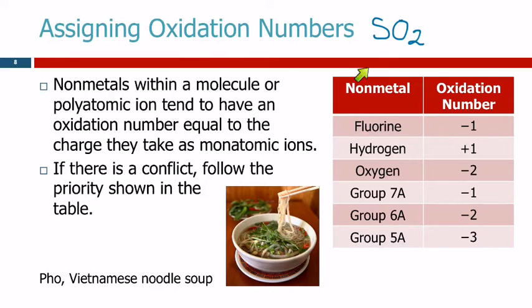So when you have to pick with the nonmetals, fluorine always wins. Fluorine wants to be -1, so fluorine gets to be -1. Next is hydrogen. Hydrogen wants to be +1. Hydrogen beats everybody but fluorine. Next is oxygen. Oxygen wants to be -2. And then after those, it goes in priority of group 7, group 6, group 5. Personally, I don't have much trouble remembering 7, 6, 5, but I had a hard time with the FHO.